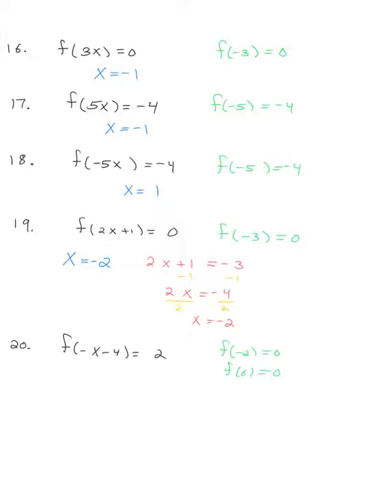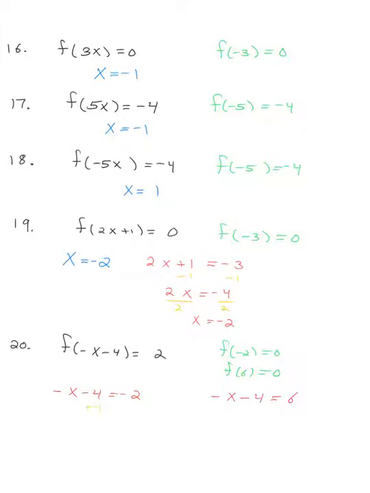Same idea for question 20 as in 19. Here I have a kind of complicated expression, so instead of trying to simply guess the answer, I'm just going to take this expression, set it equal to -2, solve it, also set it equal to 6, and just get my answers that way. So that is, when is -x minus 4 equal to -2? When is -x minus 4 equal to 6?